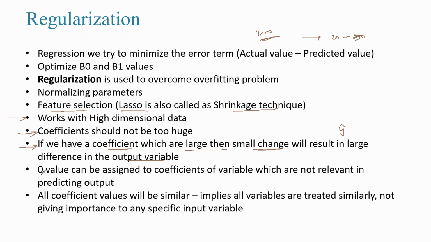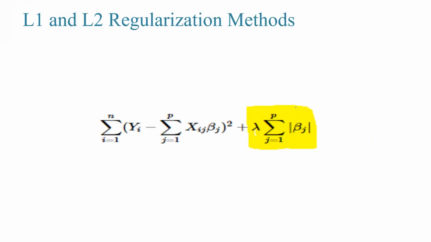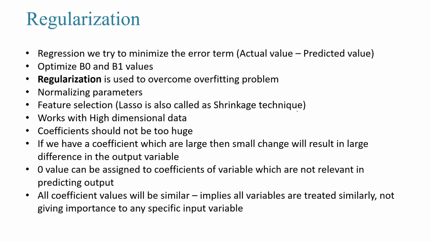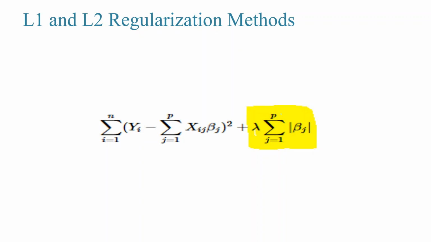Now feature selection means zero value can be put into beta values. If I put beta 1 as 0, what happens? X1 is not considered in your prediction model. This is nothing but the feature selection property. So this is about regularization, why we use regularization. In regularization there are various methods. The most famous, predominantly used ones are L1 and L2 regularizations.